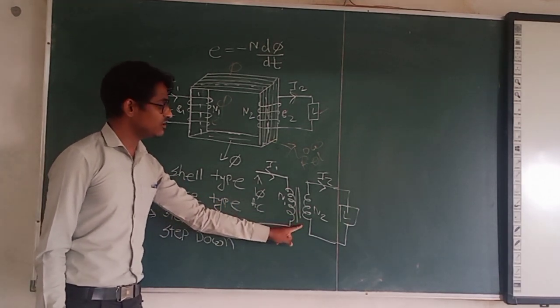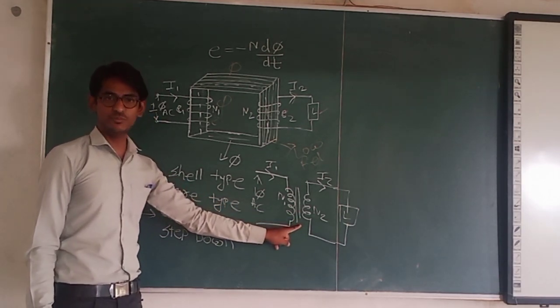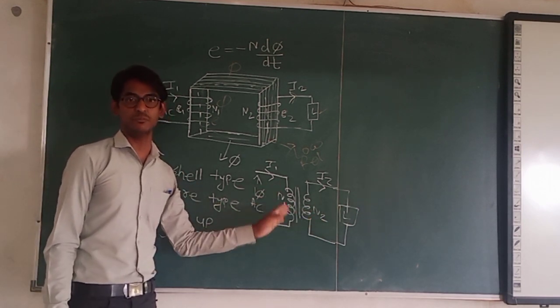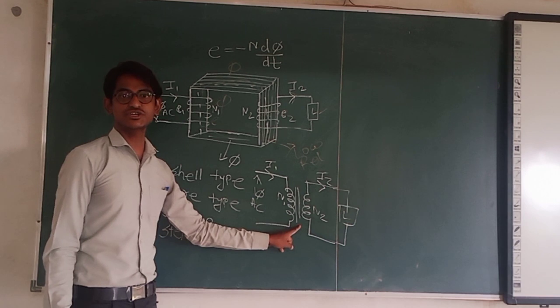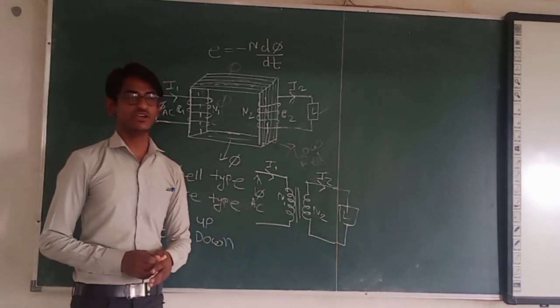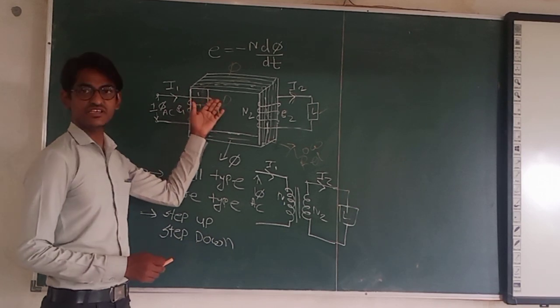What is the meaning of these two parallel lines? These two parallel lines represent that the primary and secondary are magnetically coupled. And this is the representation of magnetic coupling between the primary and secondary. So this is the basic construction of our single phase transformer and its representation.